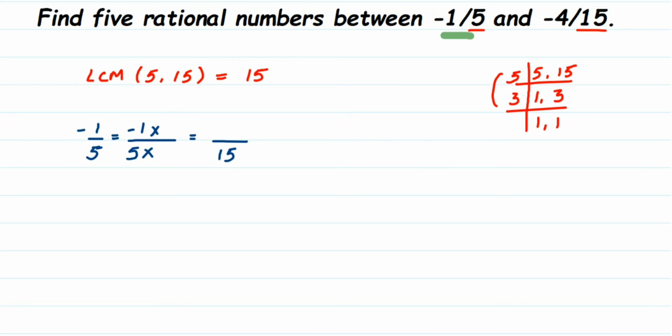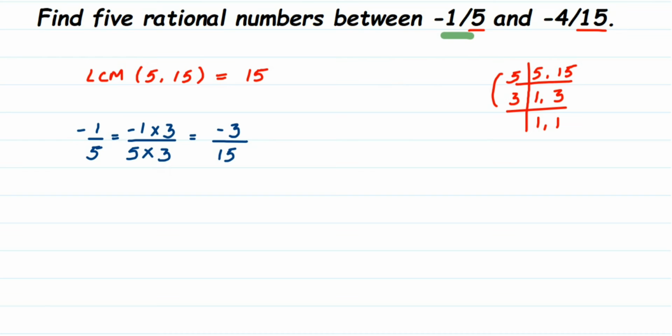We know that 5 threes are 15, so we are going to multiply by 3. The same 3 you should multiply in the numerator. Whatever changes you make in the denominator, you should make in the numerator. It should be balanced. You cannot just modify the denominator keeping the numerator the same, because then the value of the number will change. So you multiply the numerator and denominator, and this becomes minus 3 by 15.